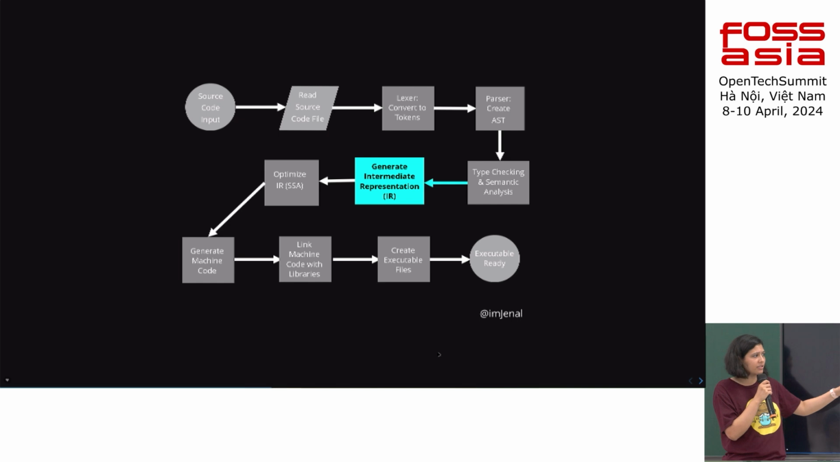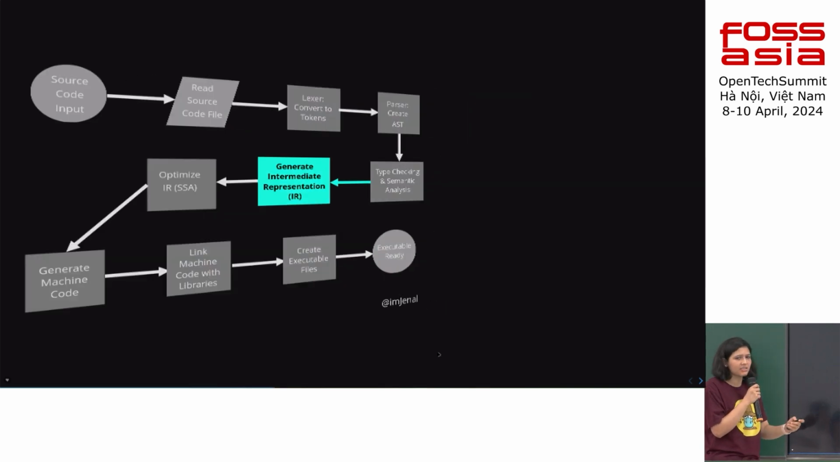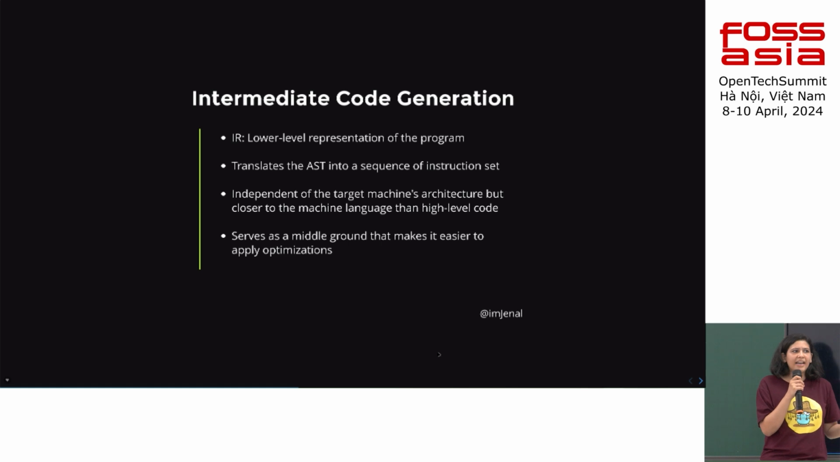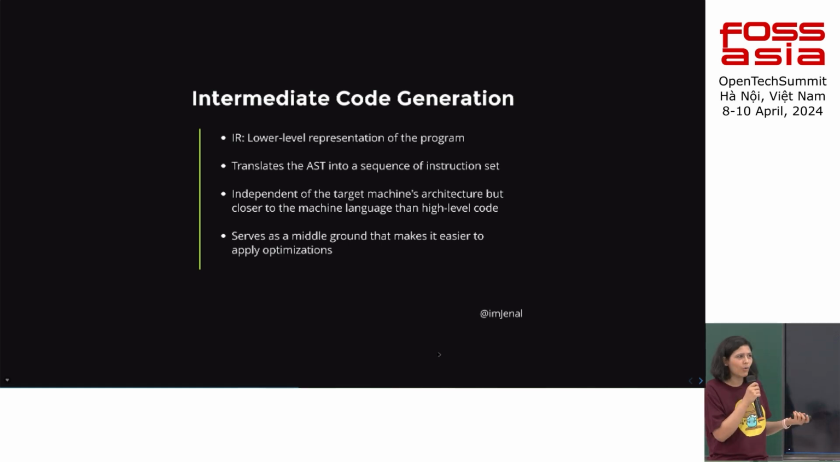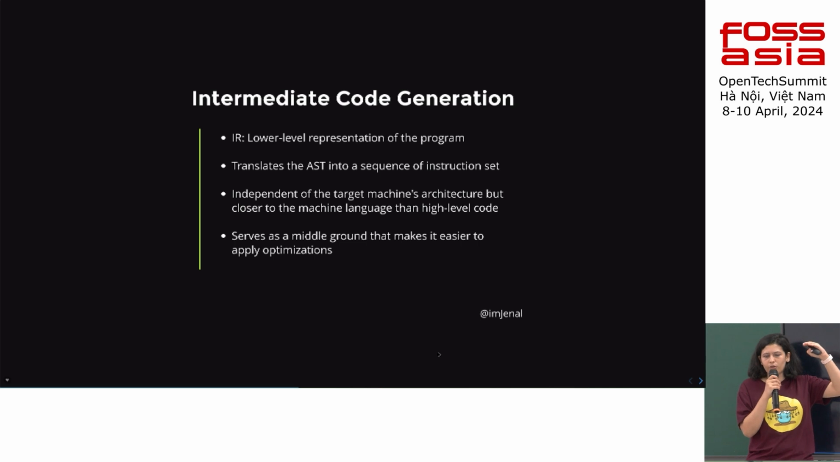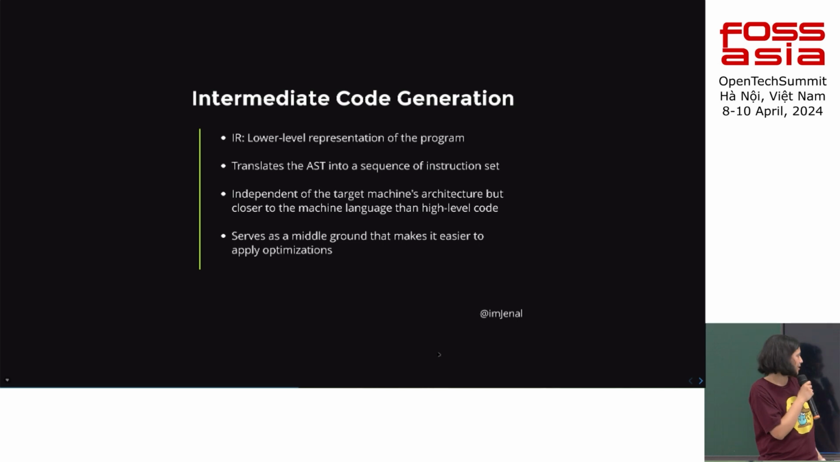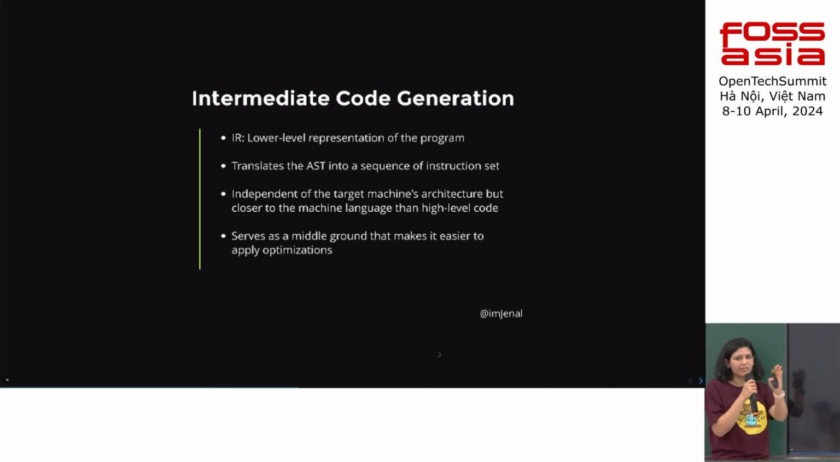intermediate code generation. You can say it is an intermediate representation, which is actually a lower level representation of your program. The source code you wrote gets converted into the intermediate representation through the translation of the AST into a sequence of instructions. And it is independent of the target machine's architecture.